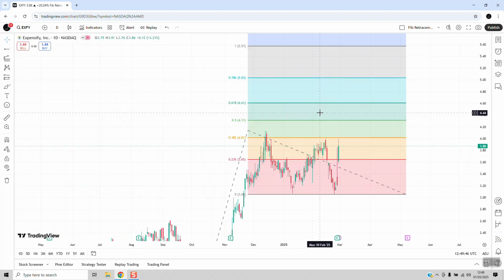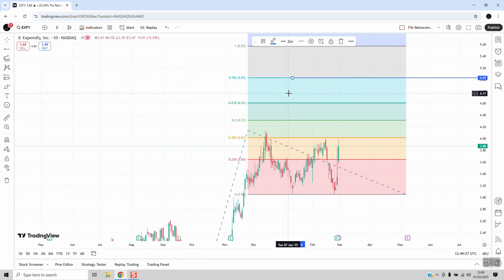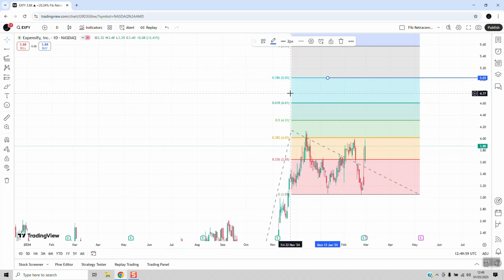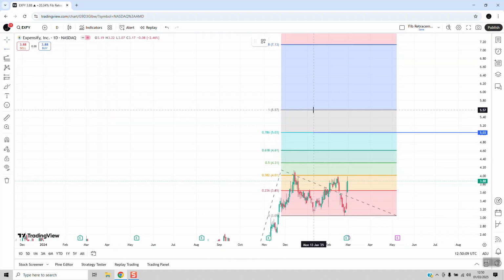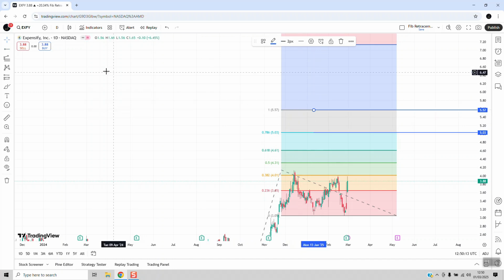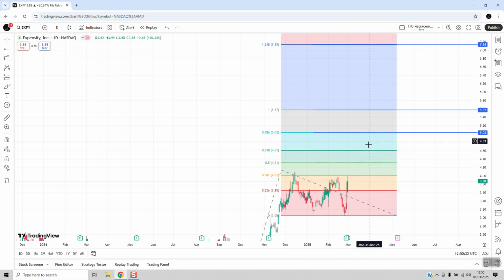So what are some areas you might want to consider taking some profits at? The first level is going to be around here. This is $5.03. The next level is going to be around here. This is $5.57. And the third level is going to be around here. This is $7.14. So taking some profits as the price climbs up to these levels could be an exit strategy you might want to consider.